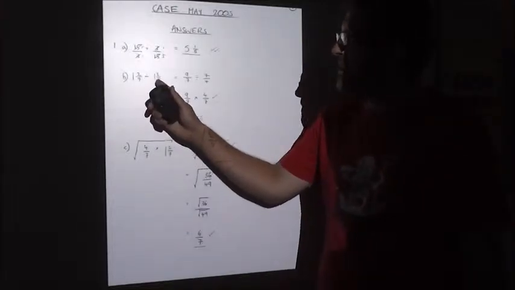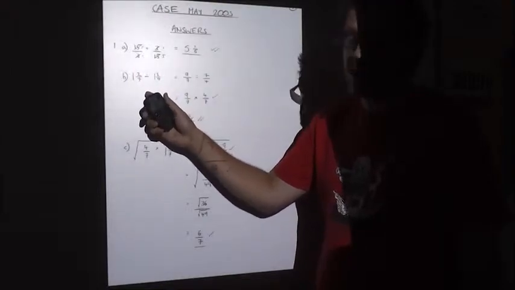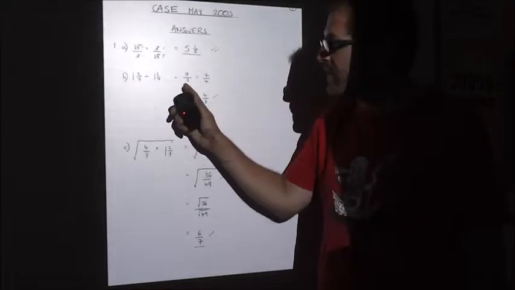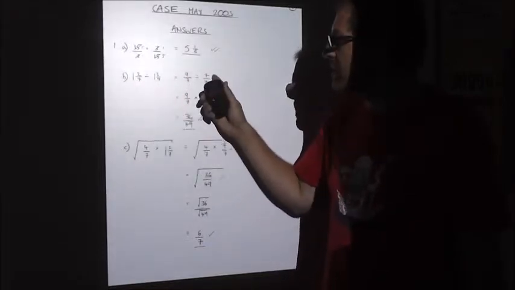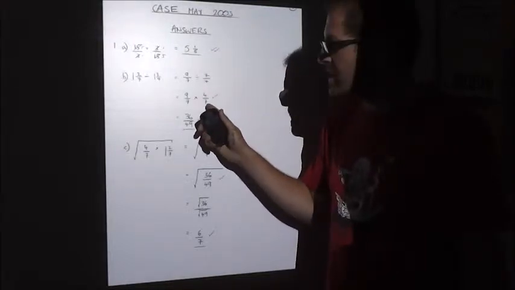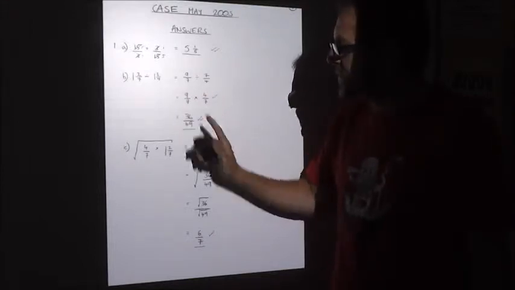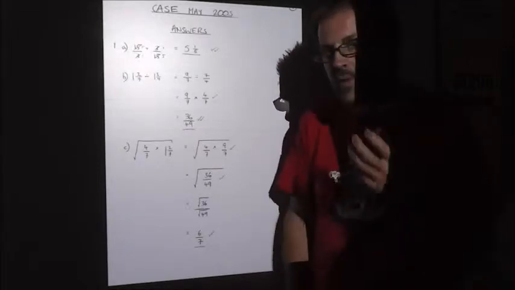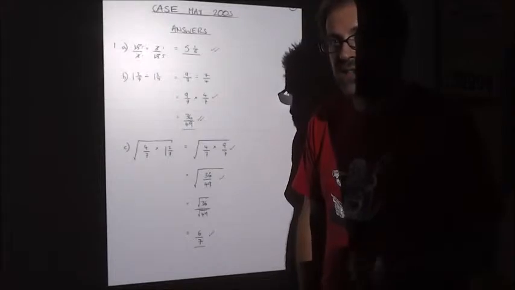In part 2, before you do any flipping and timesing, you need to make them into improper fractions first. So 1 and 2/7 becomes 9/7, 1 and 3/4 becomes 7/4, and then you can flip the second fraction and change it into multiplication. Times the top, 9 4s are 36, 7 7s are 49. But remember, when you're multiplying and dividing, you've got to make them into improper fractions first.